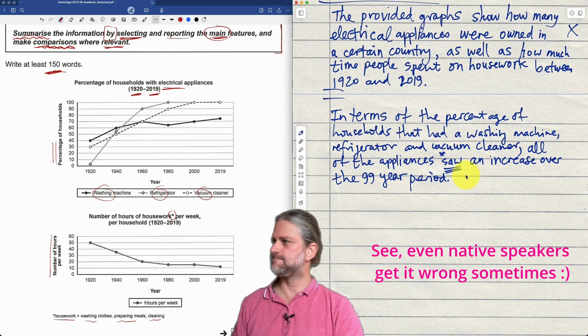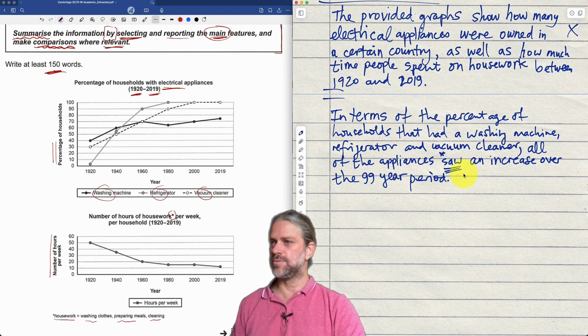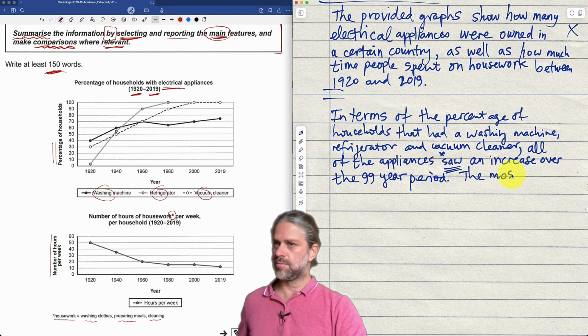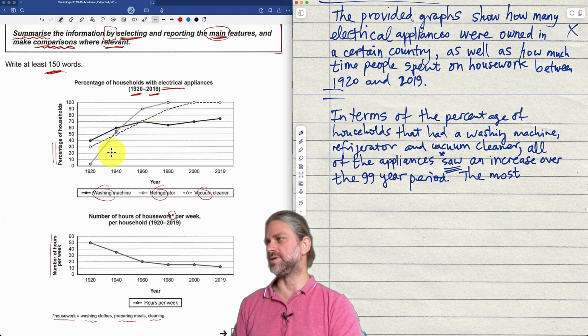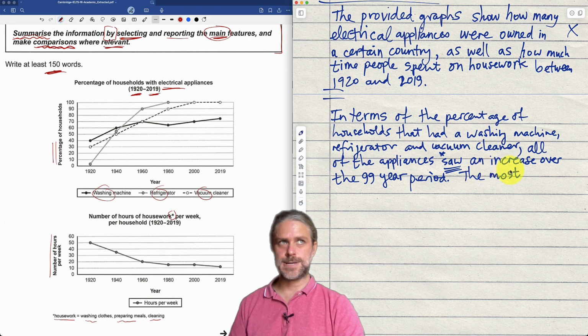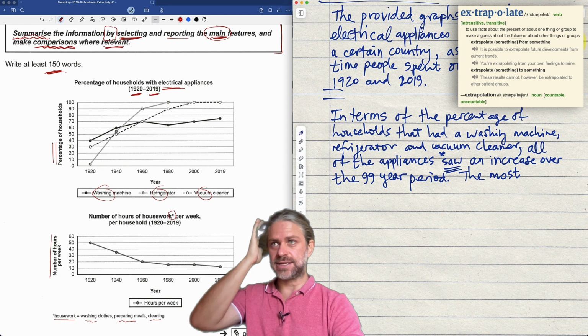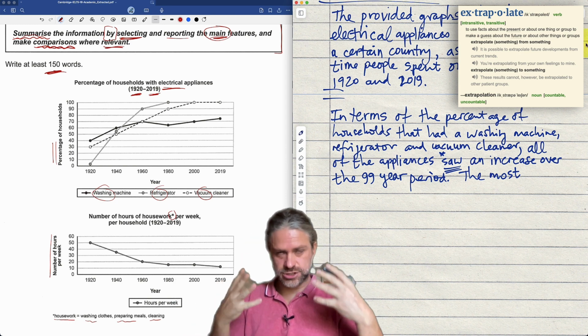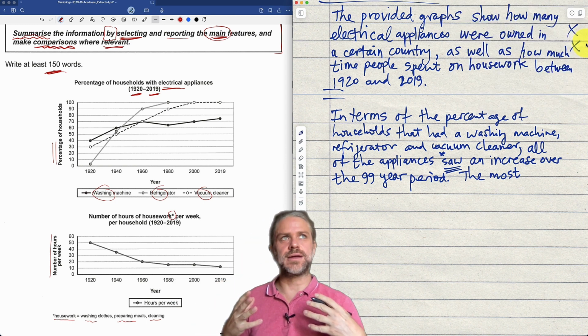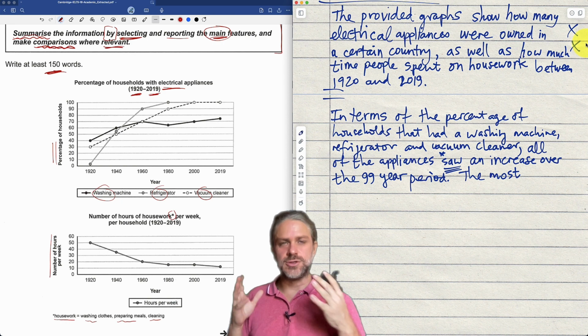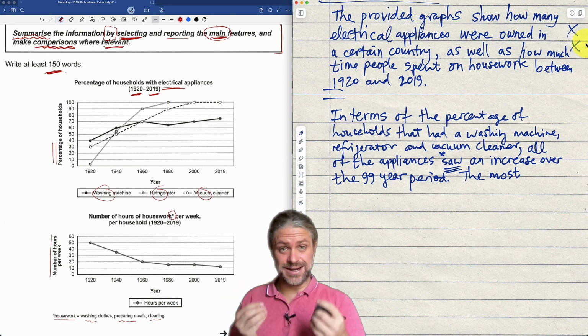The most. We're going to look at something, the one that increased the most. The most. We can extrapolate here. That's another word, extrapolate. So that means we can make predictions, or we can use the data to tell us that people really liked something.